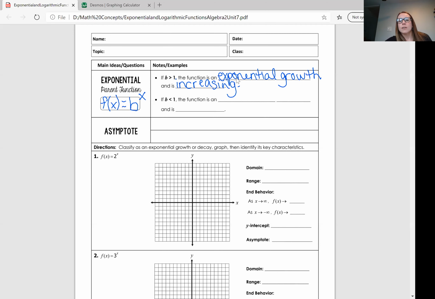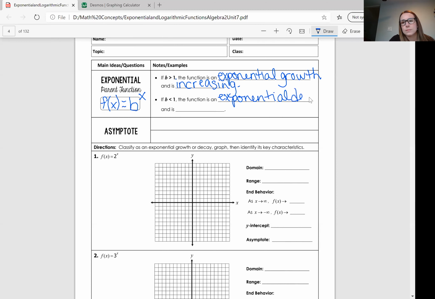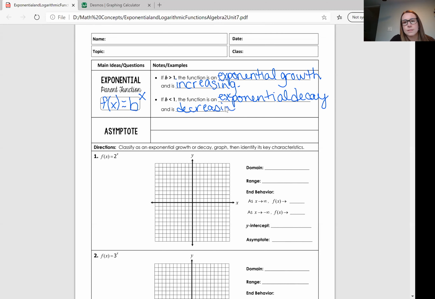All right, the next one, if b is less than 1, the function is an exponential decay and is decreasing. Okay, and I'll show you more once we get into the graphs of what they look like. All right, so that's just looking at your b value. If it's greater than 1, it's going to be growth. If it's less than 1, it's going to be decay.